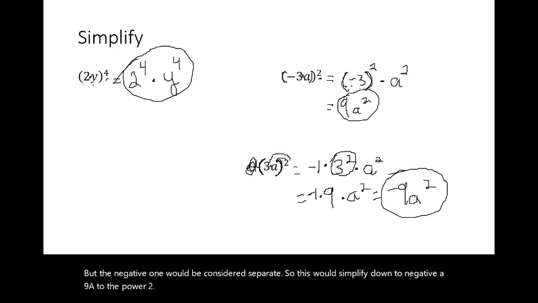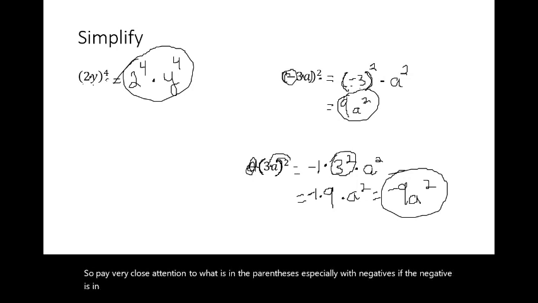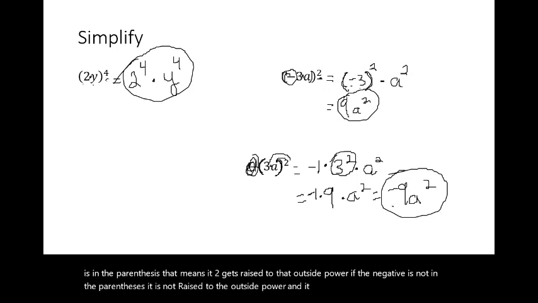So pay very close attention to what is in the parentheses, especially with negatives. If the negative is in the parentheses, that means it too gets raised to that outside power. If the negative is not in the parentheses, it is not raised to the outside power and it is considered separate.